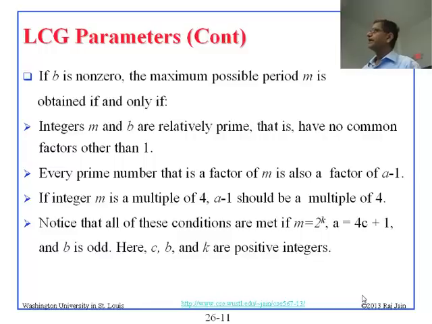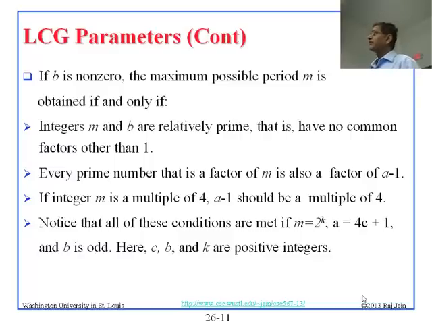All right. If integer M is a multiple of 4, then A minus 1 should be a multiple of 4. So how many conditions have we set so far? We have set 3 conditions, which is easy actually to remember. A, M and B should be relatively prime, and every prime factor of M should be a factor of A minus 1, and if M is a multiple of 4, then A minus 1 should be a multiple of 4. Those are 3 conditions.